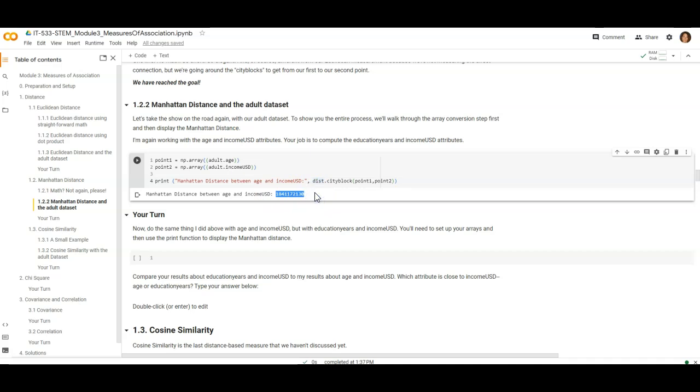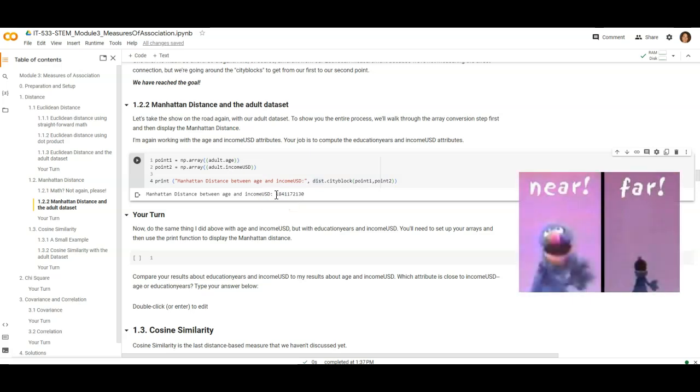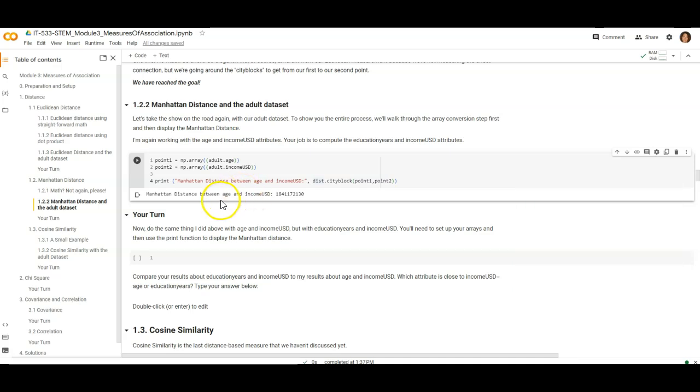So now, as before, I'm going to ask you to calculate the Manhattan distance not between age and income USD, but between education years and income USD. And remember, the smaller the distance is between 2 points, the more similar, the more related are our attributes. So now it should be easy for you to compare the outcome from your calculation between education years and income USD, also for the Manhattan distance, to tell me whether age or education years is more related to someone's income.